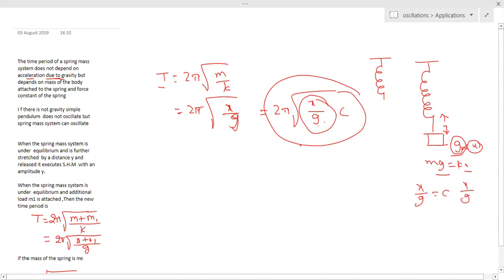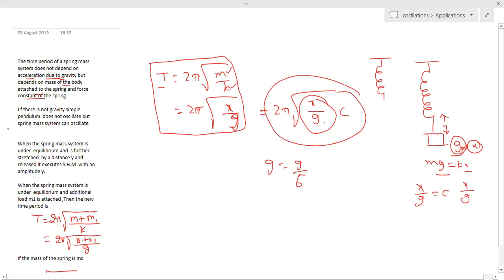That is, though I go to some other place where g becomes g by 6, that is on the moon, this spring mass system will oscillate with the same value of time period. Finally, the time period of a spring mass system depends upon the mass of the body attached to the spring and the force constant of the spring.